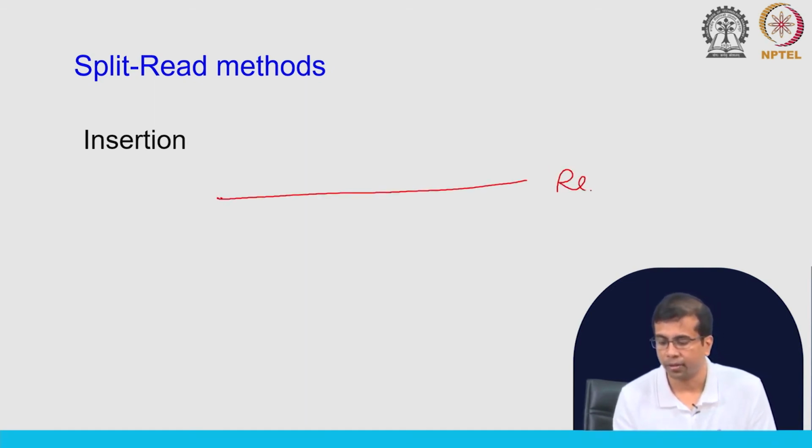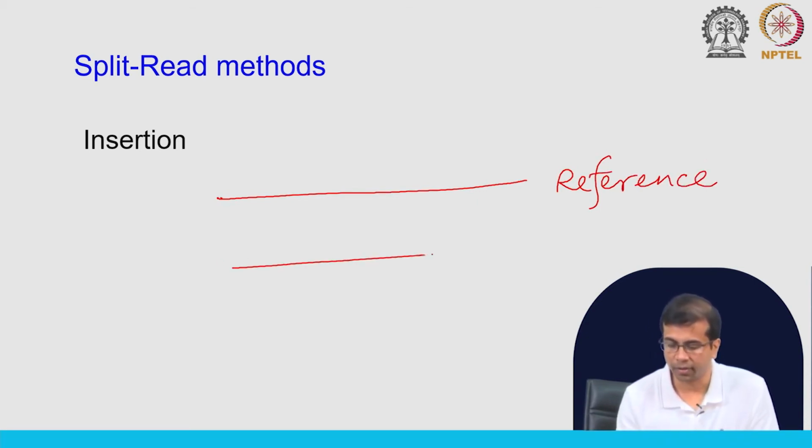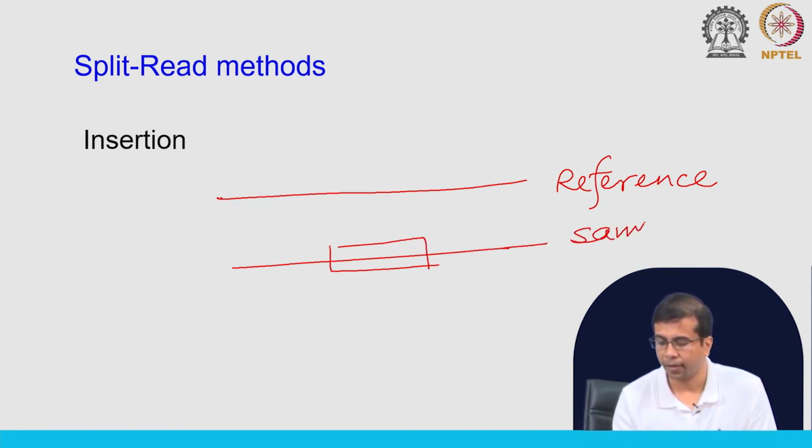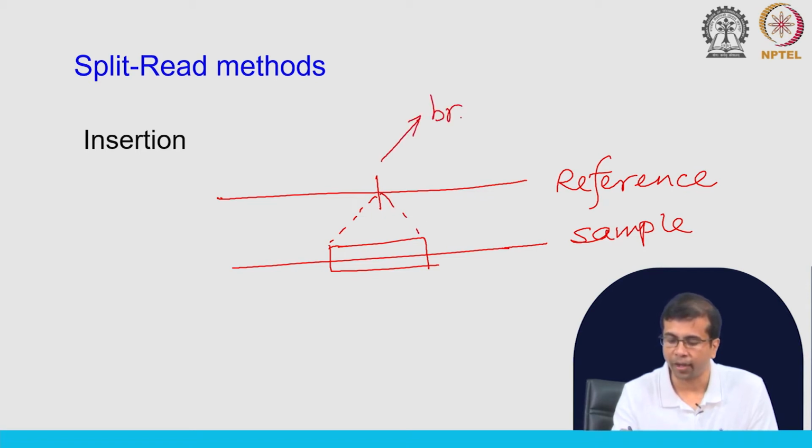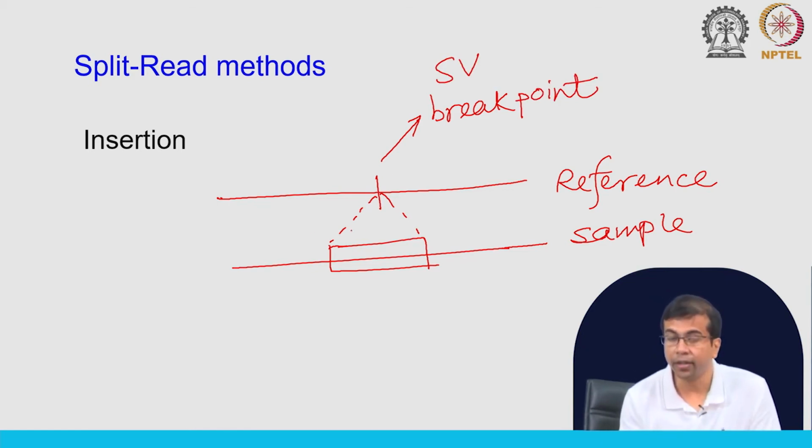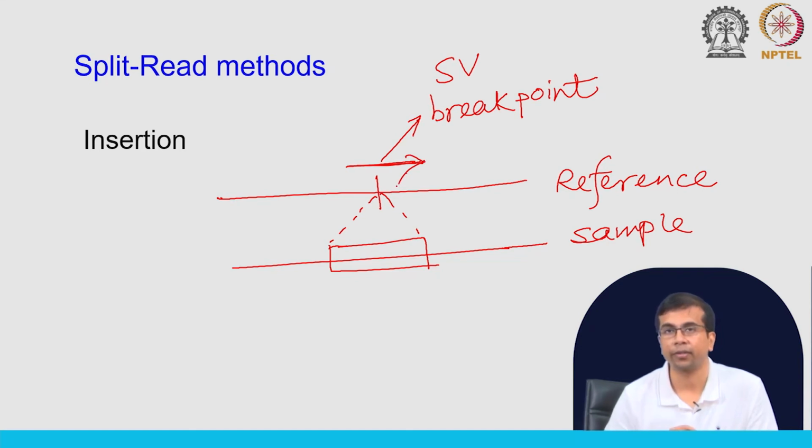Here is the reference, and here is the sample with an insertion. This is the sample, and imagine this is the breakpoint. This is where the insertion event is happening. This is the SV breakpoint. Now, imagine there was a read that actually maps across this position. You can imagine you have a read here that maps across this position.